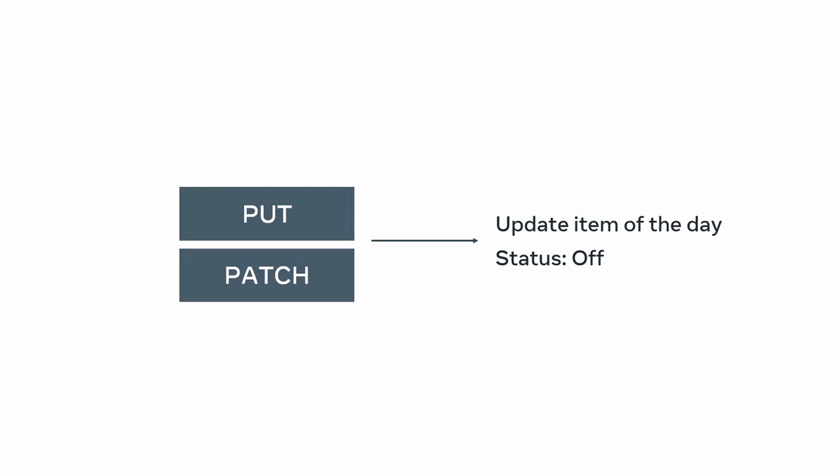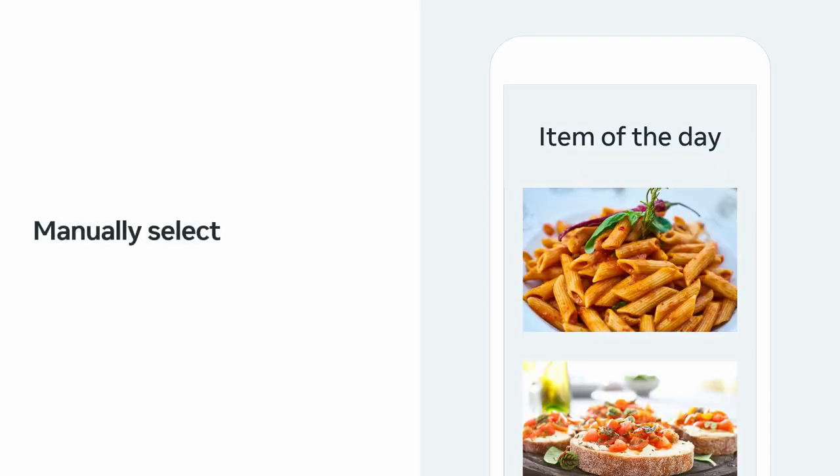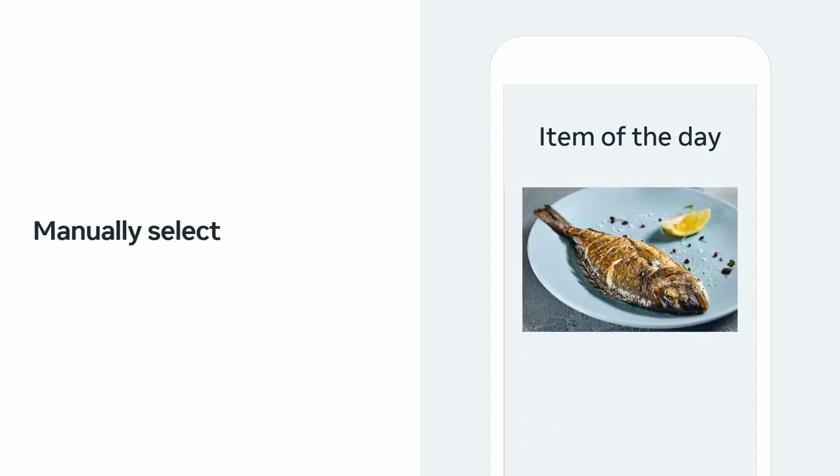Say item 16 is the item of the day. The API for such a call would be menu items/16 with a HTTP request body with a status set to off. The manager then manually selects a new item of the day, which makes another API call to update its status. A put or patch request is sent to menu items/21 with a status parameter set to on in the HTTP request body. The new item of the day is now item 21. This way, there will be no chance of accidentally selecting the wrong menu item as the item of the day, and you're keeping your API endpoints simple and focused.